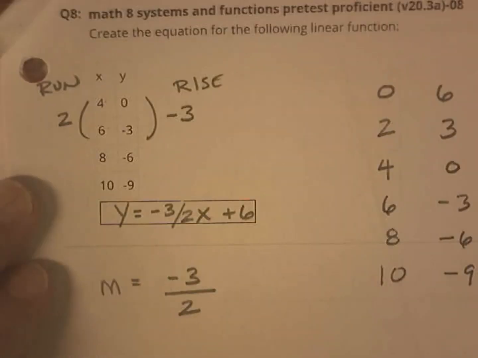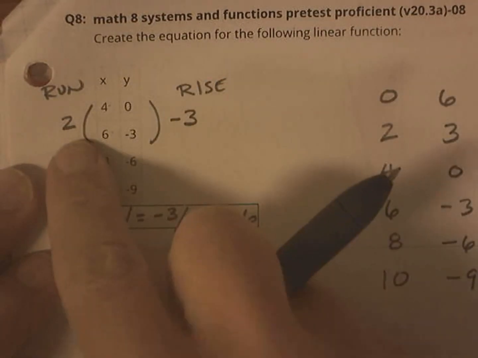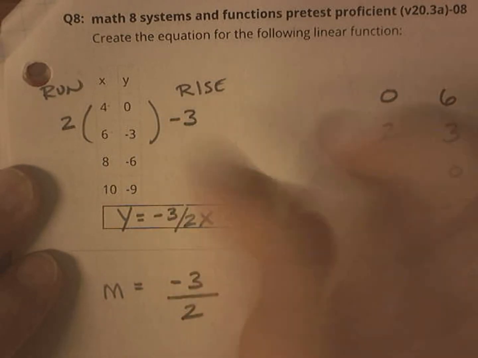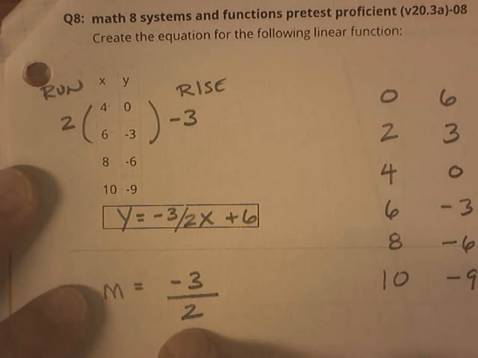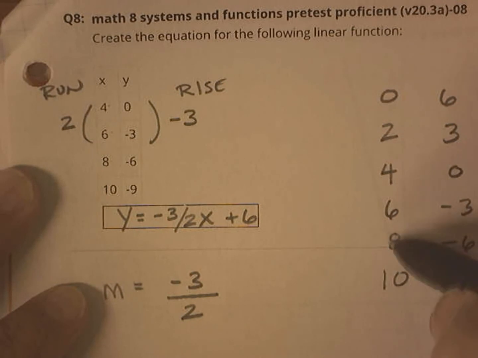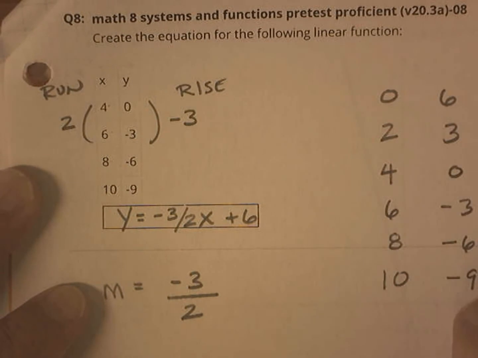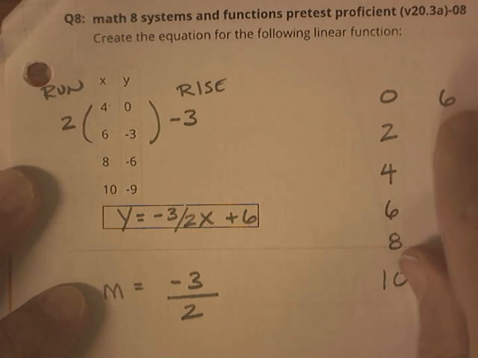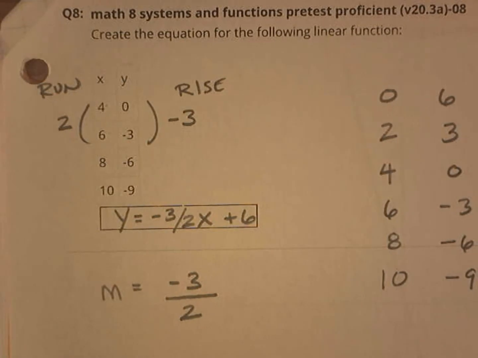This one, we're going to find the equation for this table. So this is going up by 2, 2, 2, 2. So it's got a run of 2. It's going down by 3. So it's got a rise of negative 3. So negative 3 over 2, rise over run. And then I have to back out the 0, so 10, 8, 6, 4, 2, 0, negative 9, negative 6, negative 3, 0, 3, 6. So my intercept's at 6. So y equals negative 3 halves x plus 6.